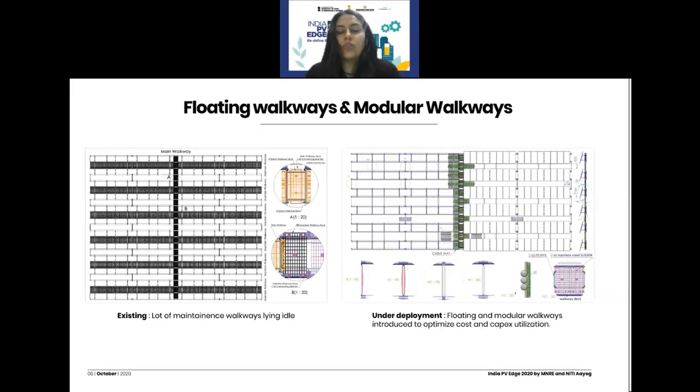So if you look at this slide, on the left you would see a standard system which is being sold by Sunrise all over the world. There's a main walkway vertically, and then there are maintenance walkways going across horizontally. And that's the number of walkways which we are actually eliminating with our Indian product line. We've come up with floating walkways, which you can see here. We have come up with modular walkways, which is basically going to be just one row across an island, which can then be moved to different locations on a plant.